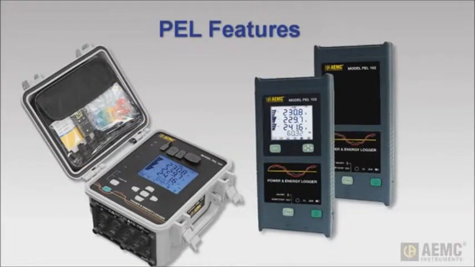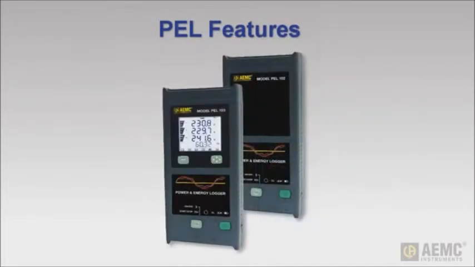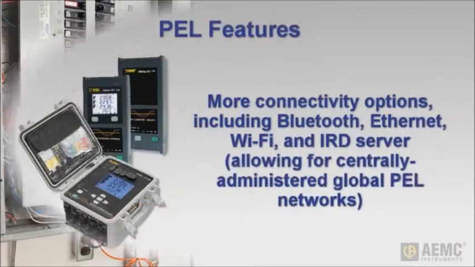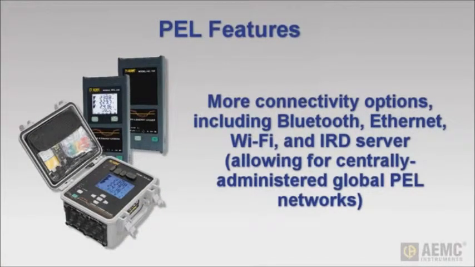Now let's turn our attention to the PEL. The economical PEL 102 and 103 are smaller with a slimmer profile than PowerPad instruments, so they can be unobtrusively mounted in locations where space is limited. They provide a wider range of connection options, including Bluetooth, Ethernet, Wi-Fi, and IRD server.